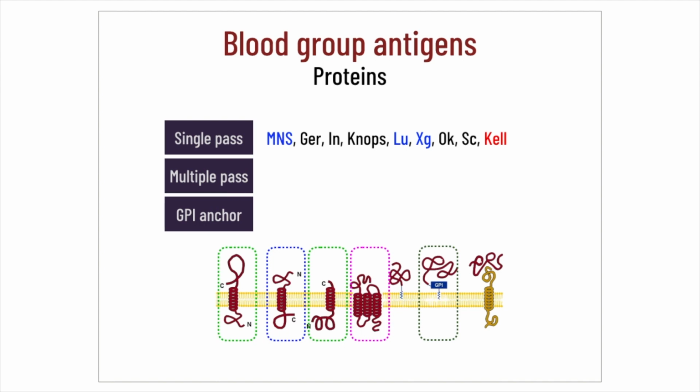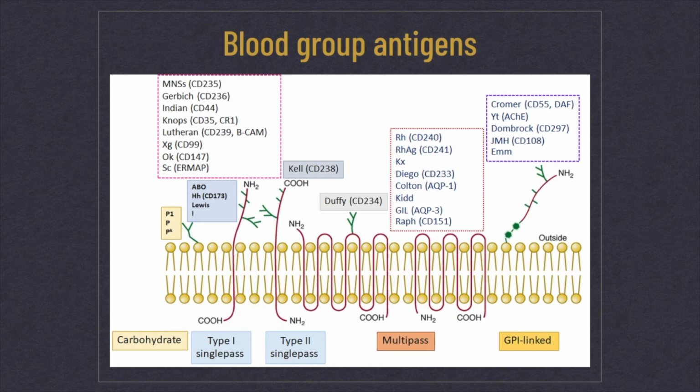Many blood group antigens are multiple-pass transmembrane proteins such as RH, Diego, and KIDD, and some blood group antigens link to a GPI structure such as Cromer and Dombrock. This figure demonstrates a variety of blood group antigens expressed on red blood cells. Students can study it by yourself for more details.